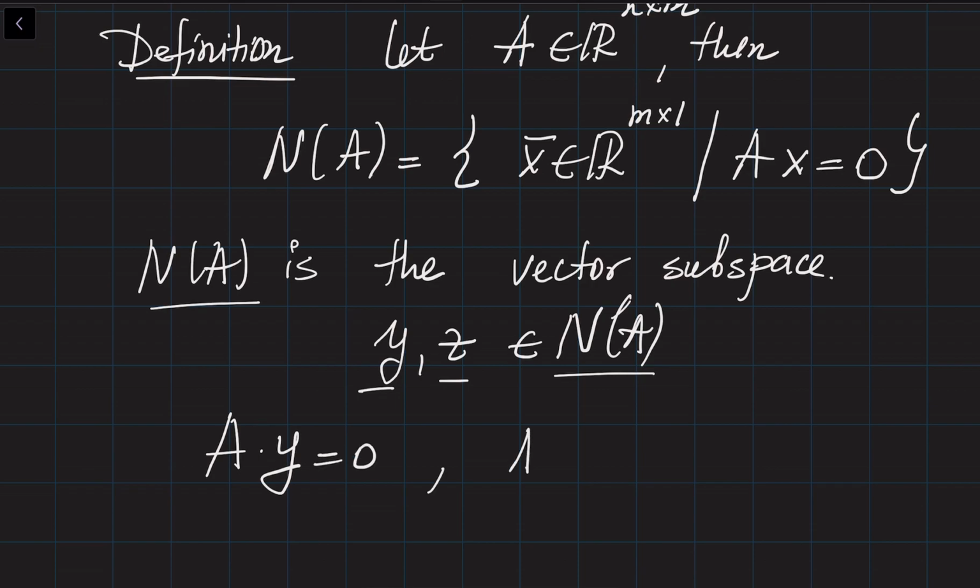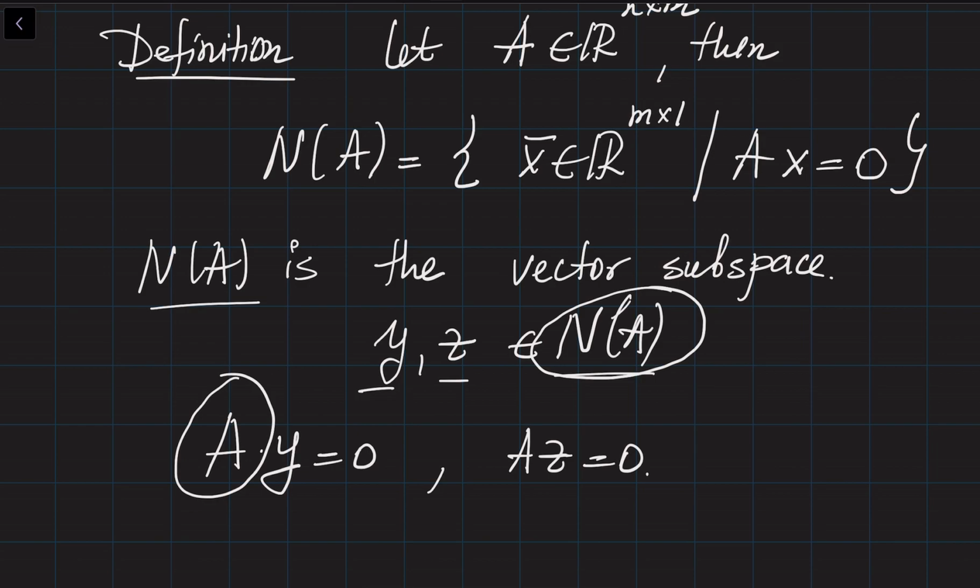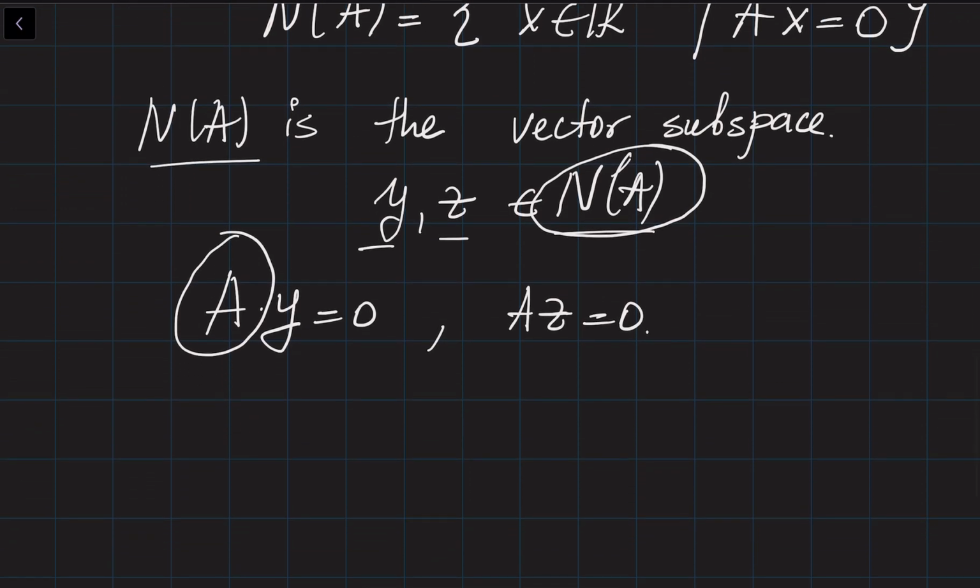And if you multiply A by z, it is also going to be equal to 0. So essentially, any vector from the null space of this matrix A should make this multiplication equal to 0. So now, do you remember the two conditions that should be fulfilled to be a vector subspace? The first was that the summation of any two vectors should also be in the set, right? Which is true in this case, right?